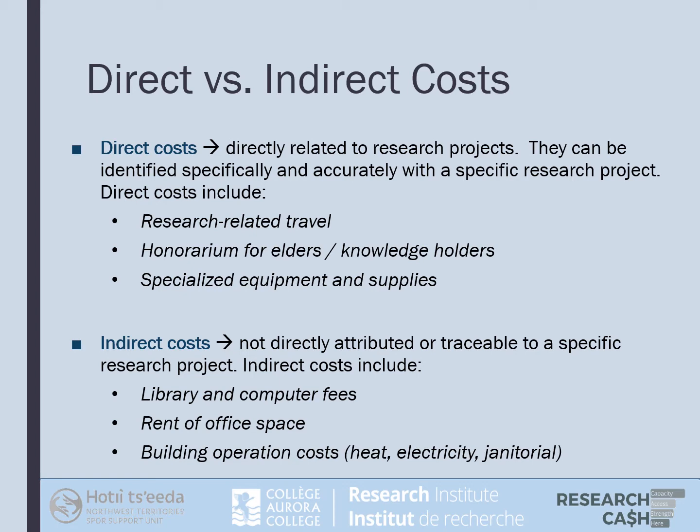And the direct costs are those expenses that are directly related to research projects. They'll be identified specifically and accurately with a specific research project, where direct costs are things like research related travel, salary of research staff, honoraria for elders and knowledge holders, specialized equipment and supplies. Now, your indirect costs are those not directly attributed to or traceable to a specific research project. Indirect costs enable research overall. So they're things like library and computer fees, rent of office space, building operation costs like heat and electricity, even your custodial services, insurance and legal services.